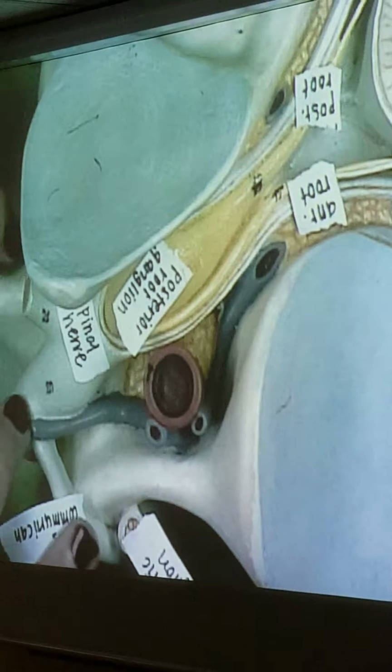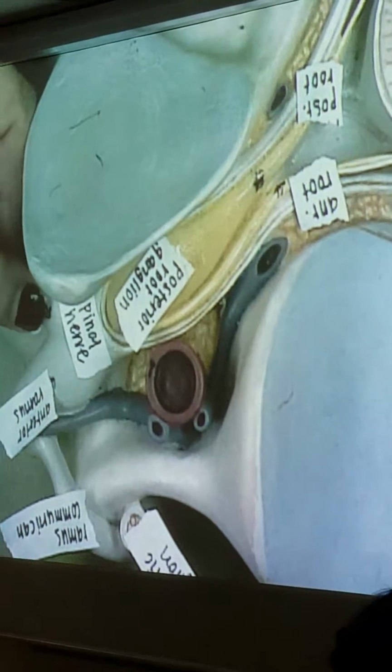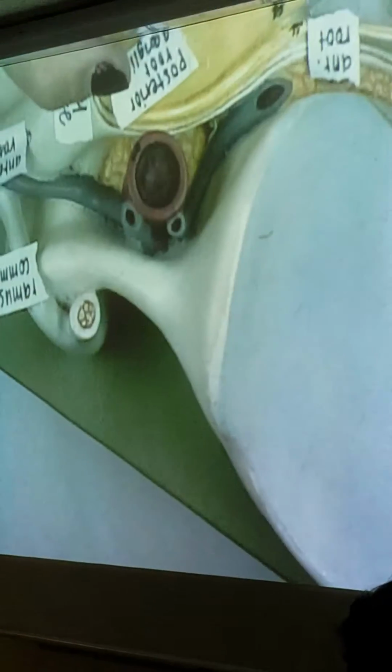And then you can see the anterior ramus is larger than the posterior ramus. And then coming right off the anterior ramus, you have the ramus communicans that goes to the sympathetic trunk ganglion right there. And I'll show you guys a larger model in a little bit that shows it more clearly.